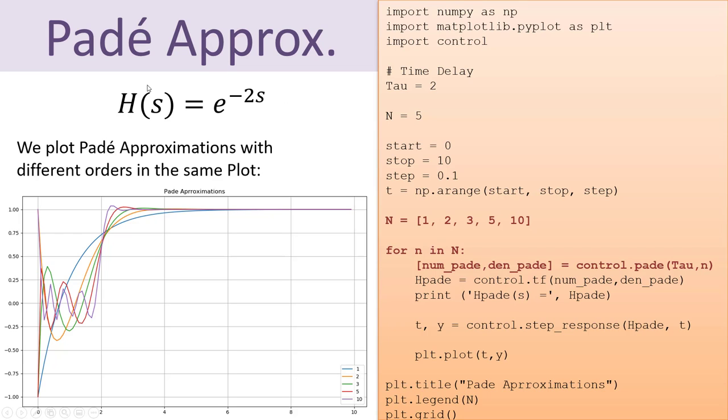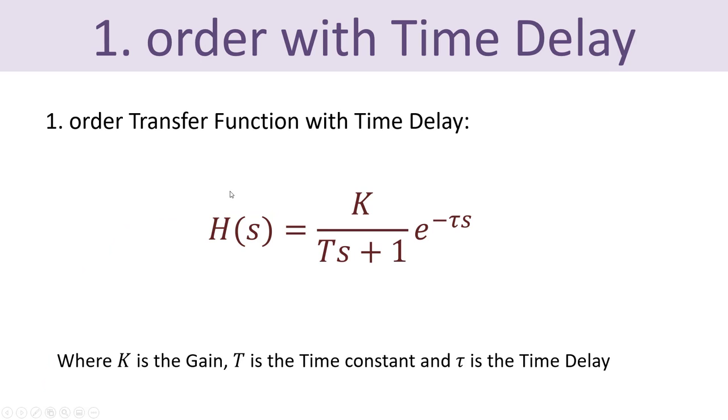So typically you have a transfer function like this, where you have a first order transfer function with a time delay. So then k is the gain of the process, T is the time constant, and then tau will be the time delay in seconds. So this is a first order transfer function with time delay.